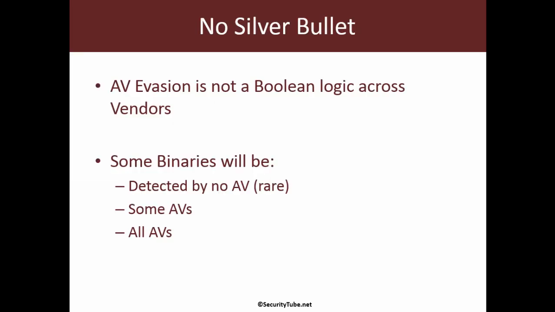Okay. Now, unlike a lot of popular belief, there isn't a silver bullet for AV evasion, which means it is highly unlikely that you would end up with a long-term way of going ahead and creating malicious binaries which aren't detected by AVs. Most of the time, your binary is going to be detected at least by some AVs, and if the technique is really outdated, pretty much all AVs might end up detecting your binary.